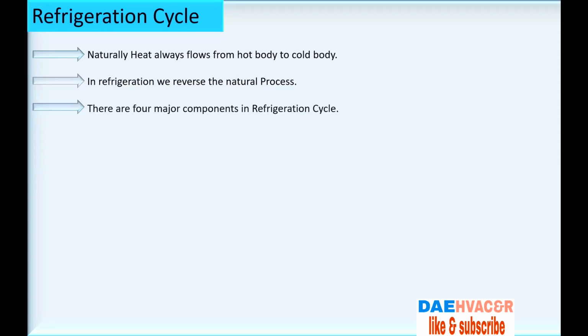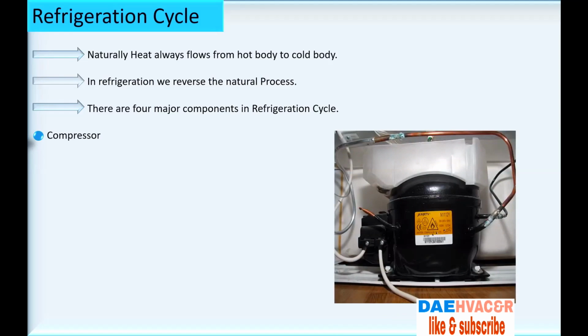There are four major components in the refrigeration cycle. Number one, compressor. The compressor takes the refrigerant vapors and converts them into high pressure refrigerant vapors. That's why this cycle is also called the vapor compression cycle. In your refrigerators or in your split AC outdoor units, you have seen this type of compressor.